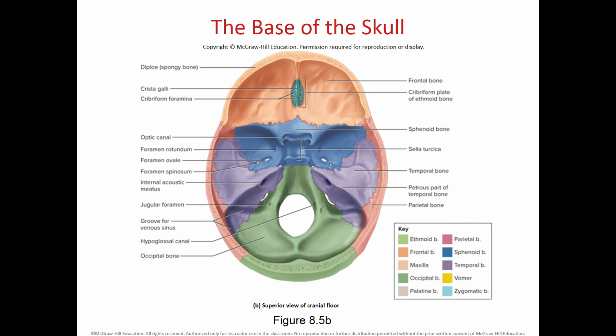Now we also have in the ethmoid these holes that are called the cribriform foramina. These cribriform foramina help the nerves of the olfactory nerve to pass into the brain. The olfactory nerve is a cranial nerve that helps us to smell.